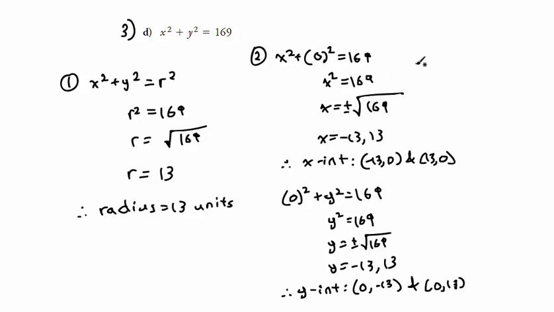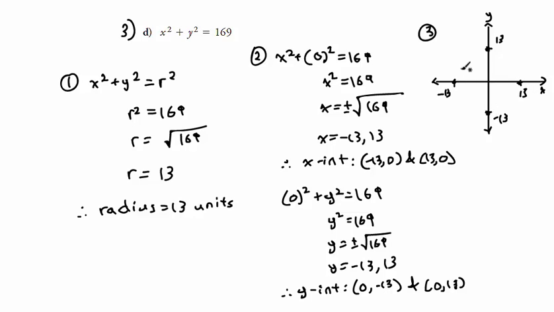Okay, so now we have to go to part 3 and draw the circle. Try your best to draw a circle. Draw the coordinate system first. X, y, and we know that the radius is 13 and the x-intercepts are minus 13 and 13. The y-intercepts are minus 13 and 13.